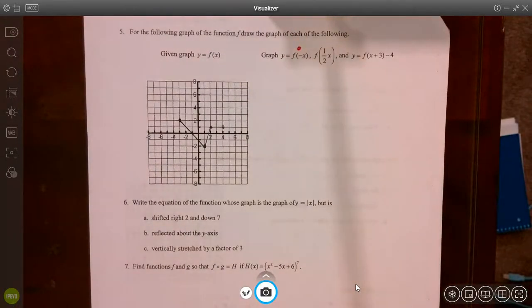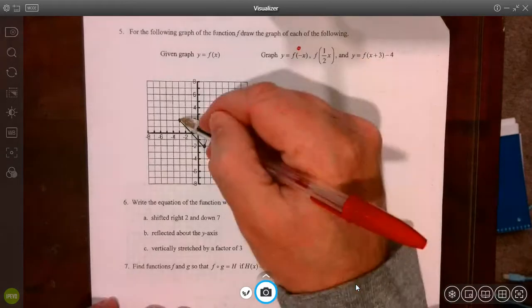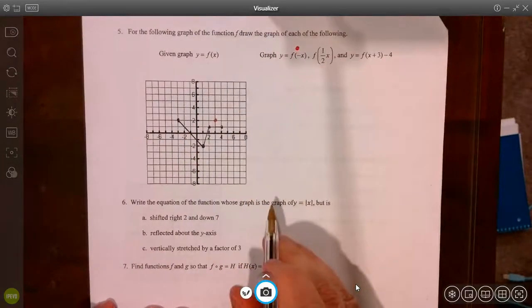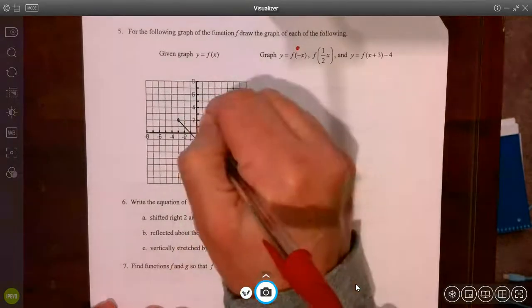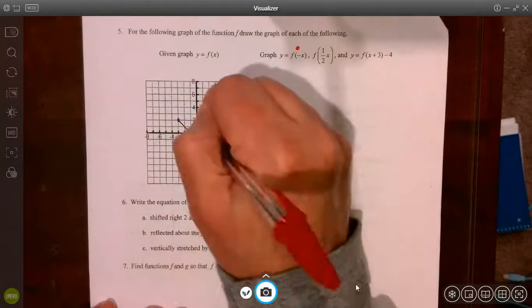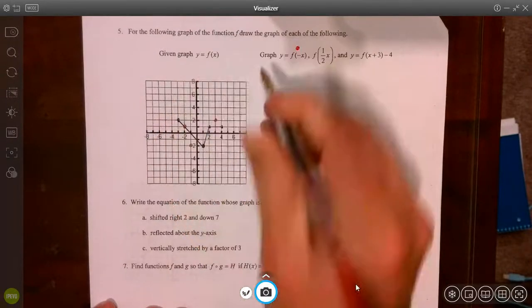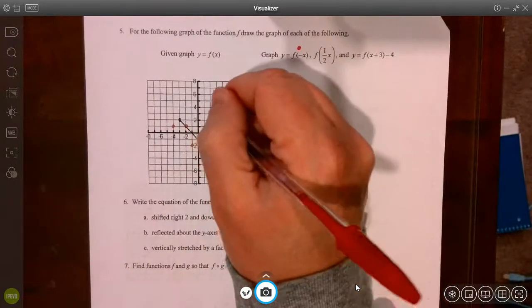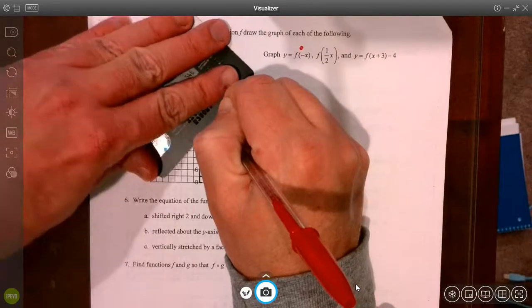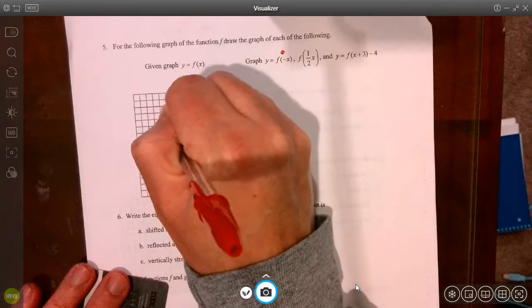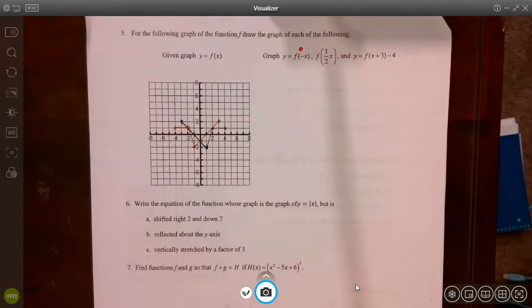My f of -x is simply a reflection across the y-axis. Basically I am negating every x coordinate. So this point here, -3, 2, will become 3, 2. This point here, 1, -2, becomes -1, -2. This point here, 2, 1, becomes -2, 1. And this point here, 4, 1, becomes -4, 1. So we can still go ahead and connect our dots here. And there's our reflection about the y-axis.